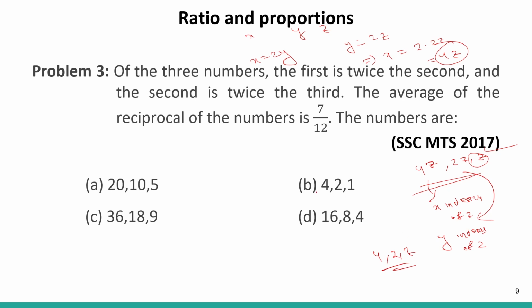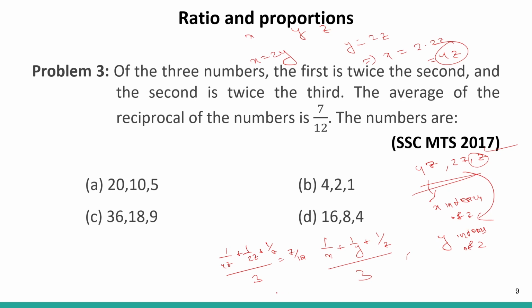How 4, 2, 1? Let's solve further and evaluate the further data. That is, the average of the reciprocal of the numbers is 7 by 12. So 1 by x plus 1 by y plus 1 by z, whole by 3. This will be the average, right? So it will be equal to what? 1 by 4z plus 1 by 2z plus 1 by z whole by 3. This is equal to 7 by 12.